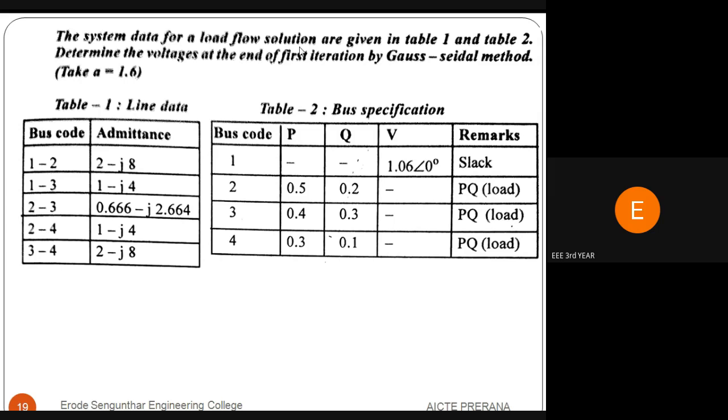In the first table, the bus admittance values are given. In the second table, the P, Q, and V values are given. Also, the first bus is considered the slack bus, and the second, third, and fourth buses are considered load buses. This is the problem given to solve using the Gauss-Seidel method.